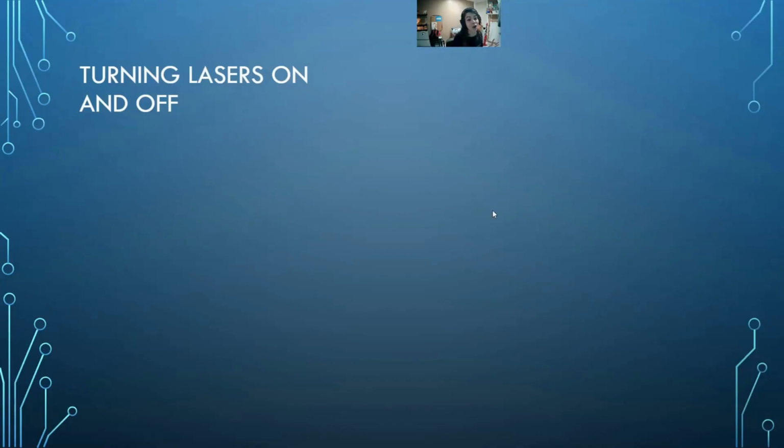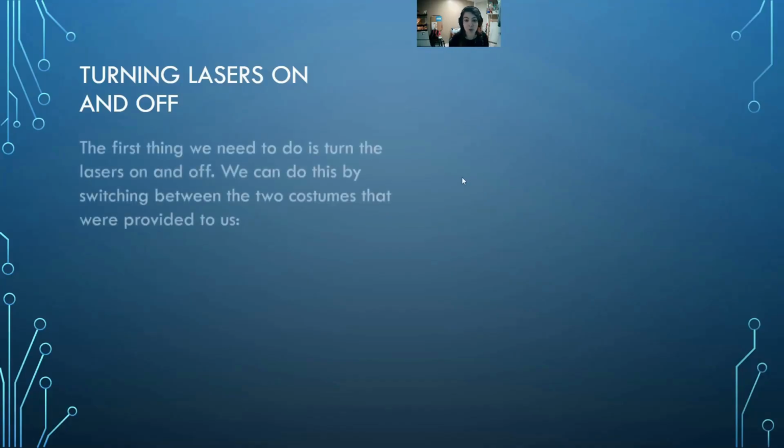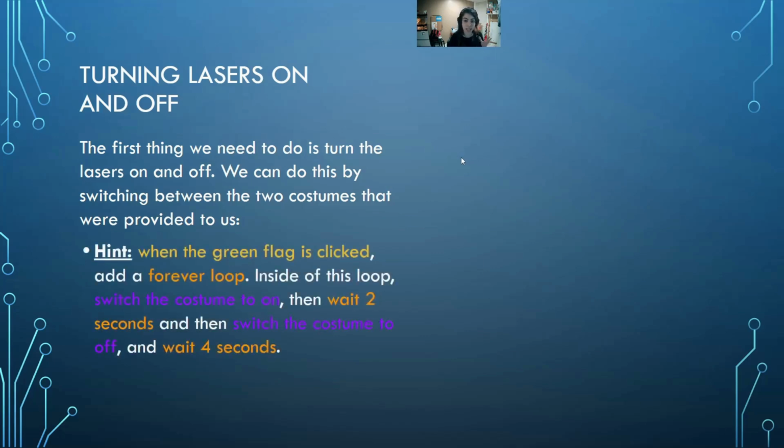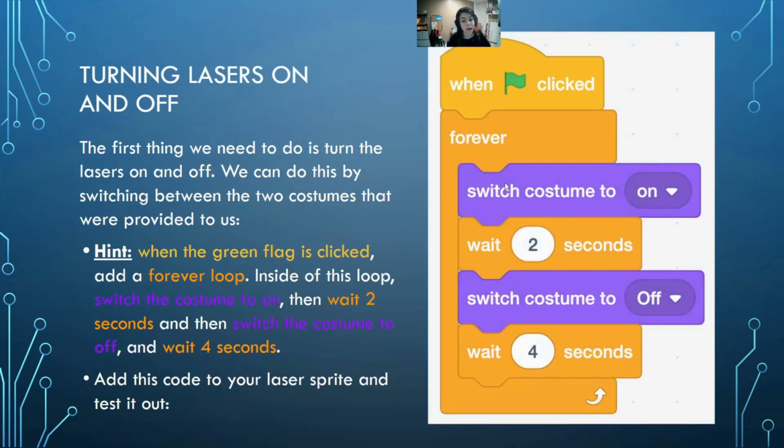Well, let's turn off and on the laser. We can do this by using its costumes. So the first thing we need to do is turn the laser on and off. We can do this by switching between the two costumes that were provided to us. Here's a hint. When the green flag is clicked, we'll add a forever loop. That way it consistently switches the costume to on, then waits 2 seconds, then switches the costume to off, and waits 4 seconds. Let's add this code to your laser sprite and test it out.